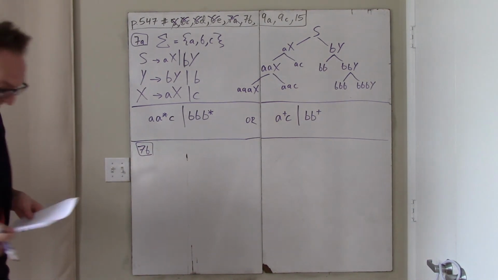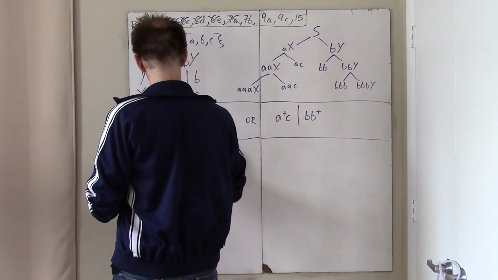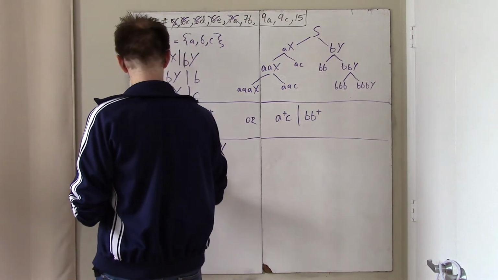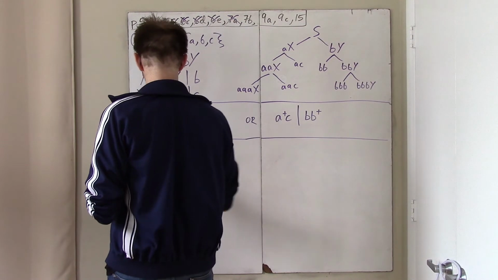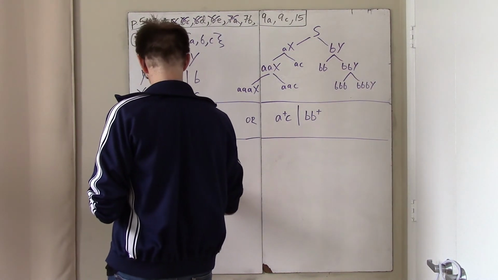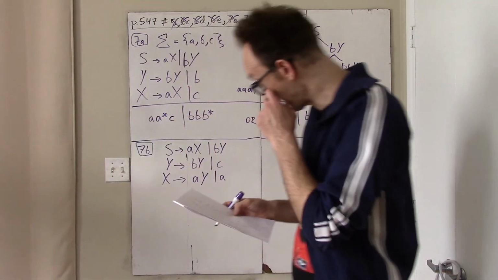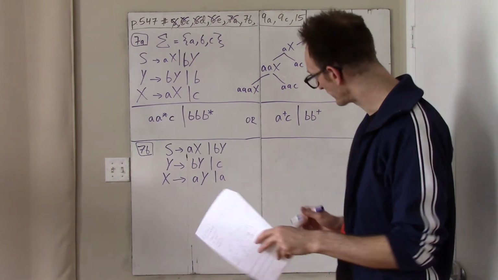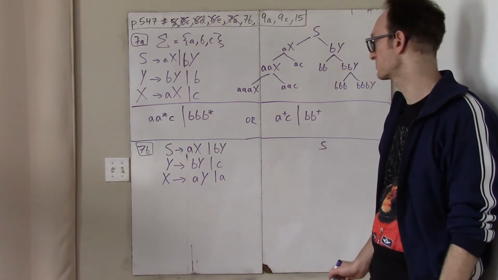Okay, 7b says S goes to AX or BY, Y goes to BY or C, and X goes to AY or A. Okay, let's similarly make a picture for this one. Well, here is my start symbol, making this decision tree.